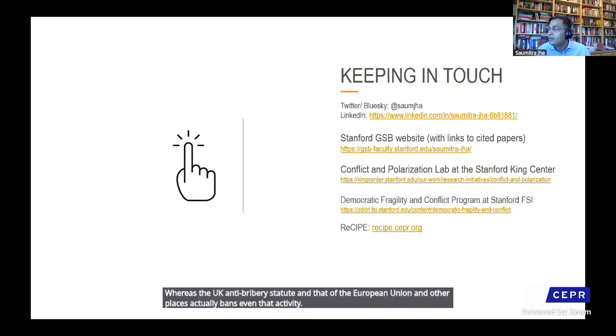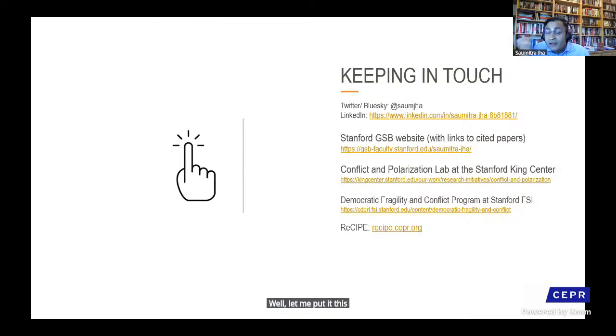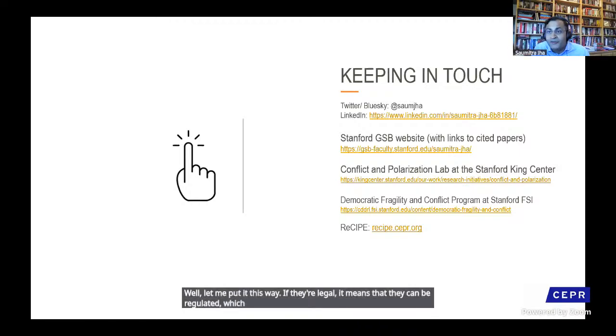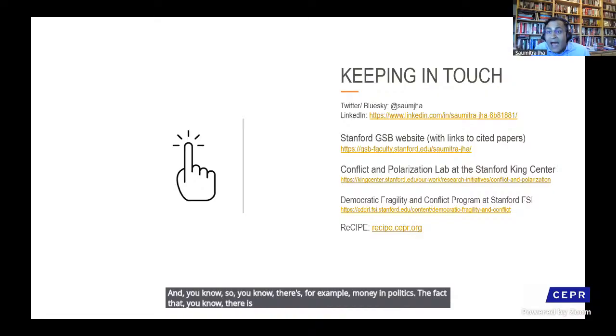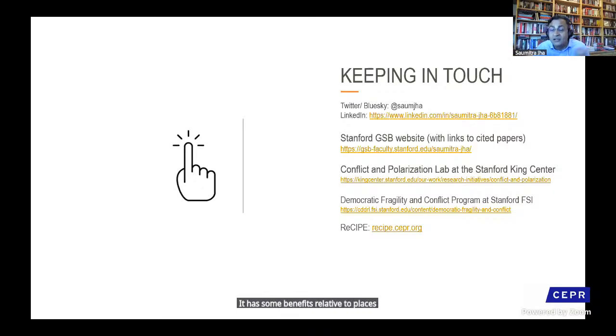I think the key thing is that these things can also undermine, even though they might be legal. Let me put it this way: if they're legal, it means that they can be regulated, which has some benefits. For example, with money in politics, it used to be possible to track where donations were coming from in some countries, particularly the US. But it has some benefits relative to places where it's illegal and therefore more opaque.